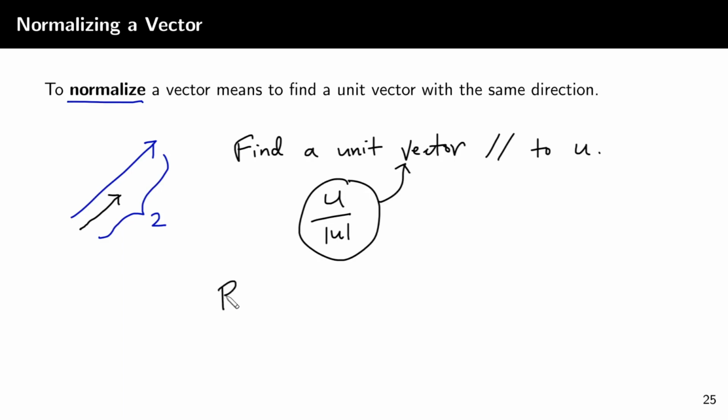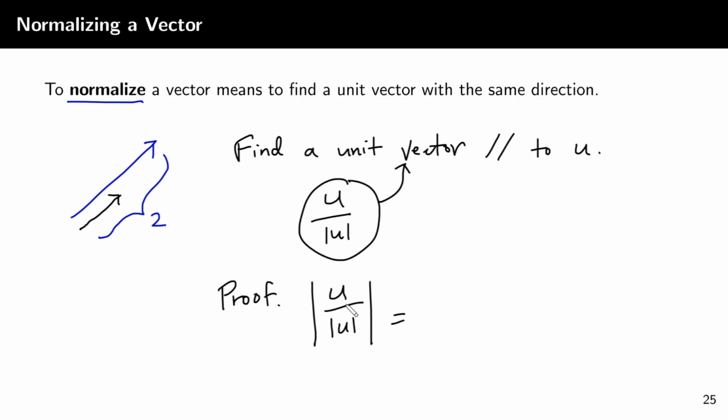If you want, you can prove this. Okay. So we know that this is parallel because the magnitude of u is positive. And u divided by some positive number will be a vector with the same direction as u. But how do we show na unit vector ito? Well, kunin natin yung magnitude niya. Magnitude ng u over magnitude of u. Dapat 1 lang ito.